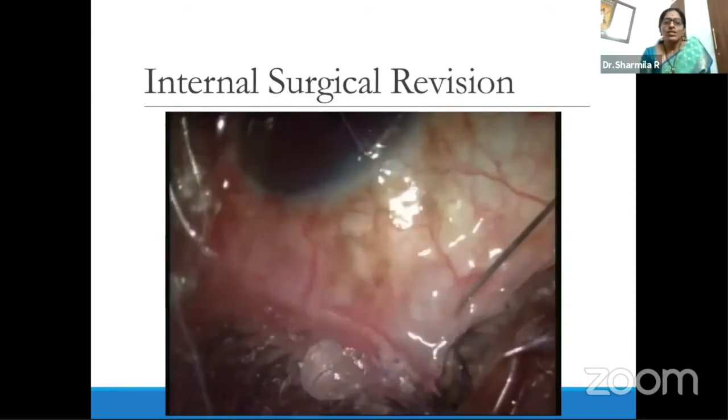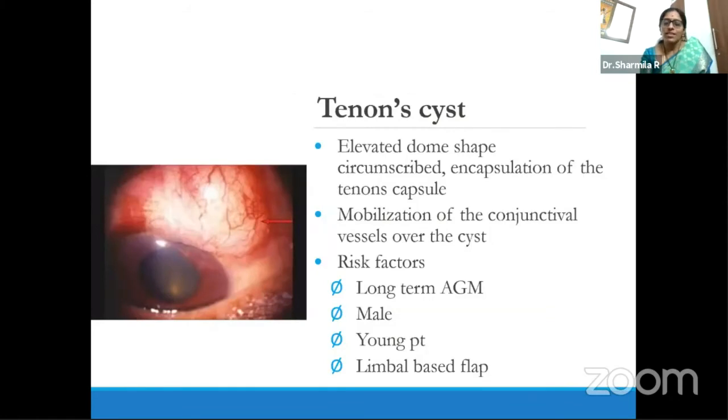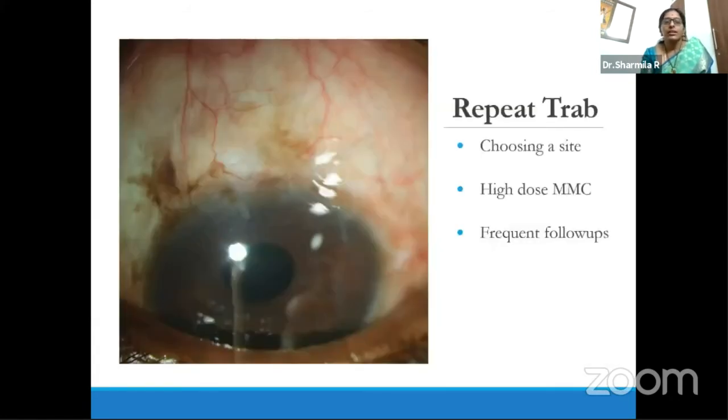So the tenon cyst is also something which is very disfiguring. It usually happens late, and you may have to do an excision of the cyst. And then if all these do not work, and there is continuous high intraocular pressure, we may have to think of going in for trabeculectomy with a high dose mitomycin.